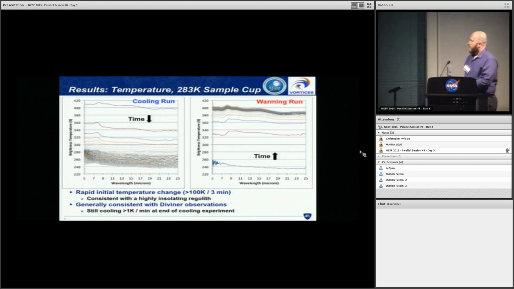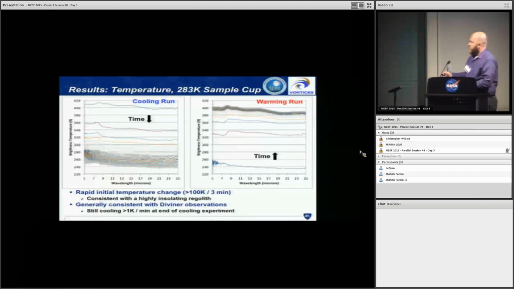So these are what the sample runs look like. This is a cooling run. The initial condition is up here. This looks very similar to data that Carrie Donaldson Hanna has presented at various conferences related to 15071. You turn off the lamp, and almost instantly, within 3 minutes, the sample drops in temperature by 100 K, which is very, very rapid and indicates that this is a very highly insulating regolith, especially in the very, very top surface, which would be expected where you have something with very low density. And then after 3 or 4 minutes, it slows down dramatically, and then you're moving towards an equilibrium.